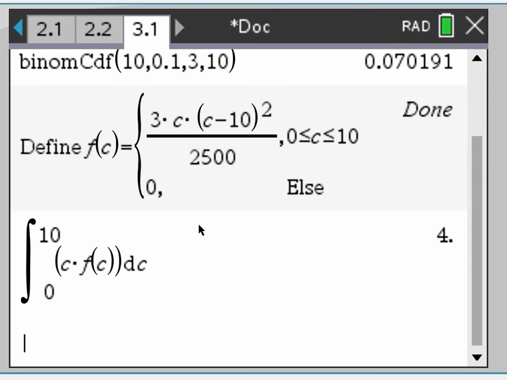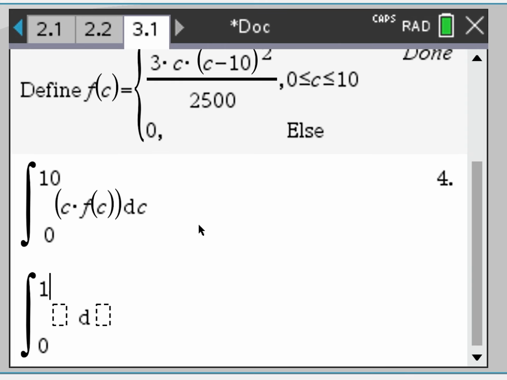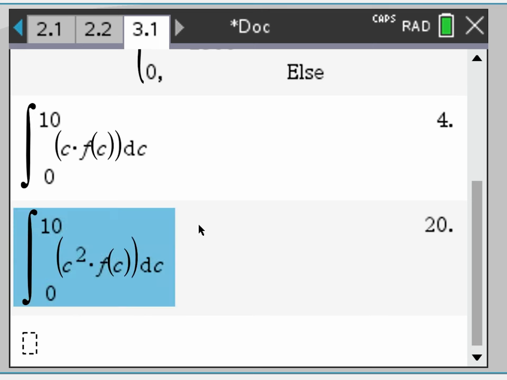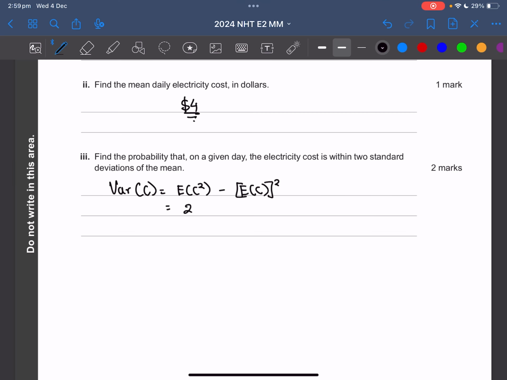Let's find the variance on the calculator. So we'll have menu 4 3 from 0 all the way to 10, c squared times f of c dc, so 20. And 20 minus 16 because mean squared, and you know 4 is our mean. So 20 minus 16, which is going to be 4. So our standard deviation is going to be the square root of variance, which is equals to the square root of 4, which is equals to $2.